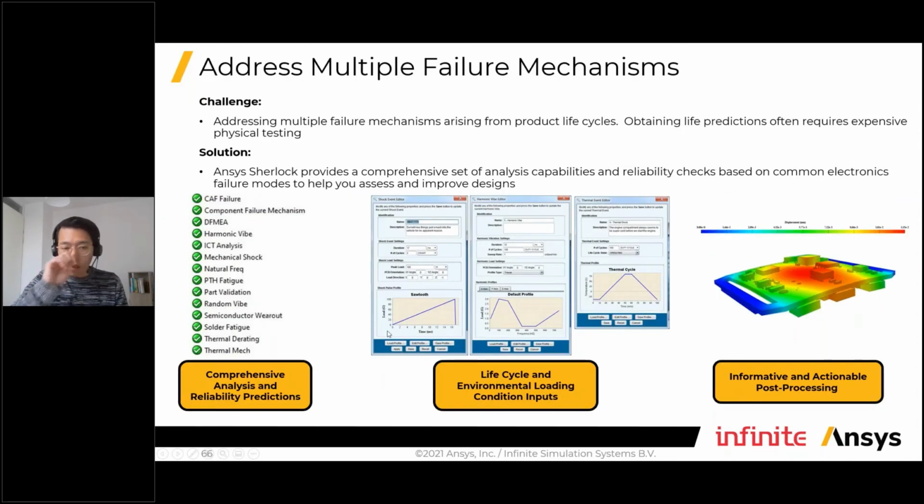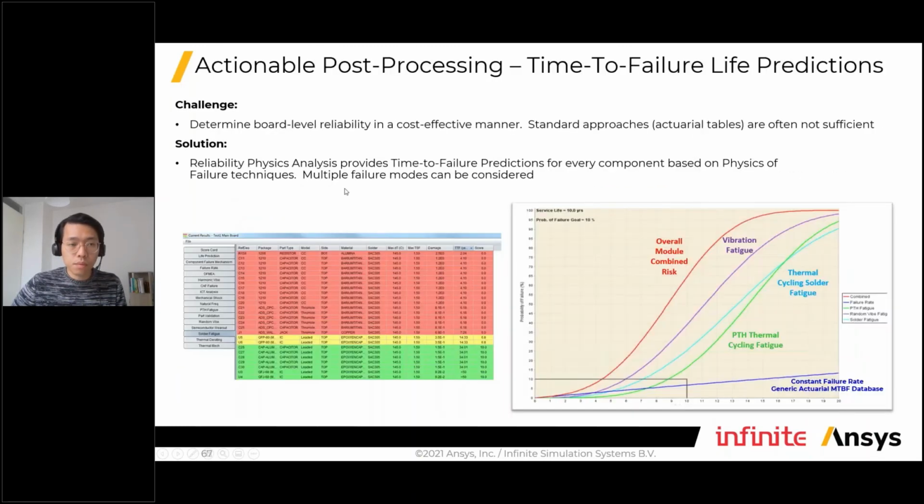This is what I mentioned: life cycles, environment loadings, taking into account different stages. What are the thermal loadings? What are the harmonic vibration loadings, and even the shock loads? And you get a report like this.